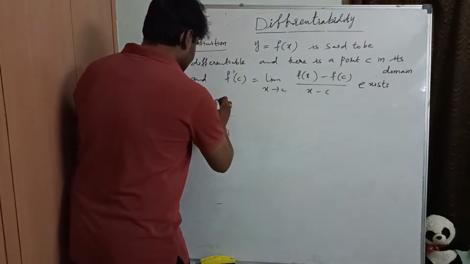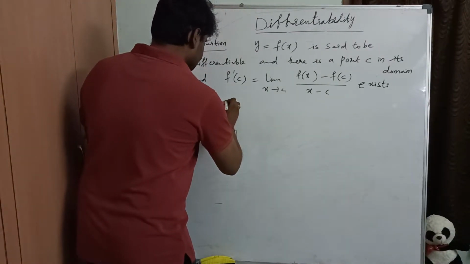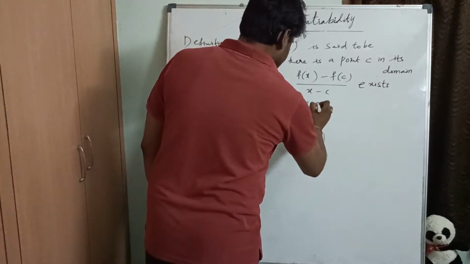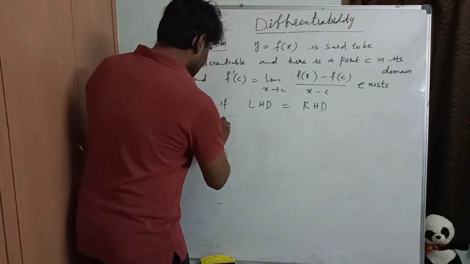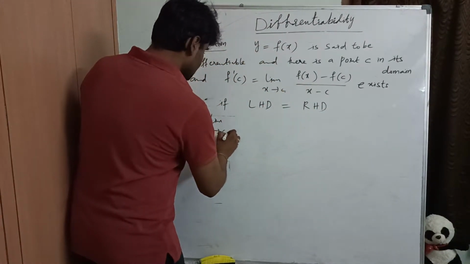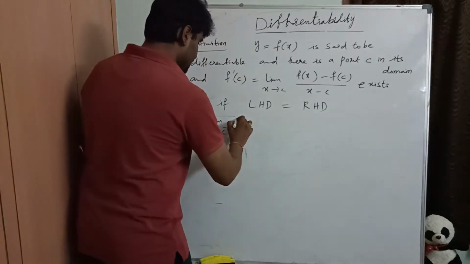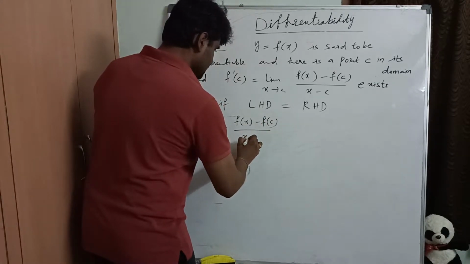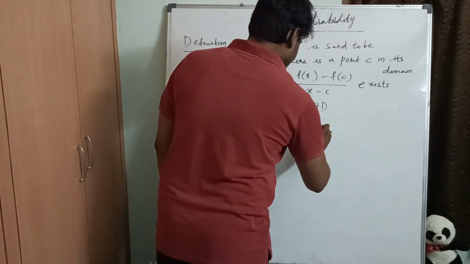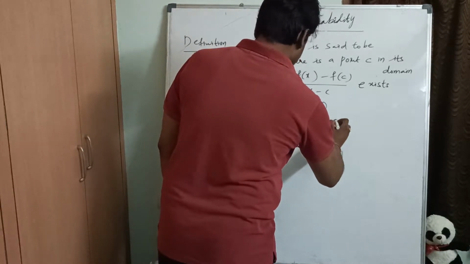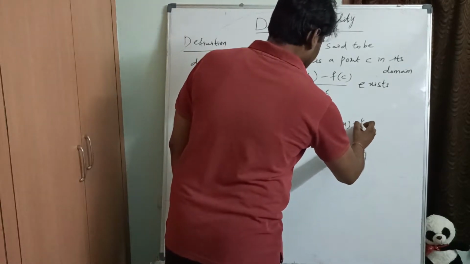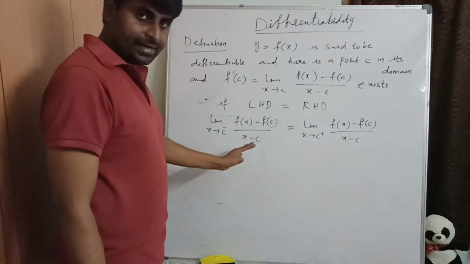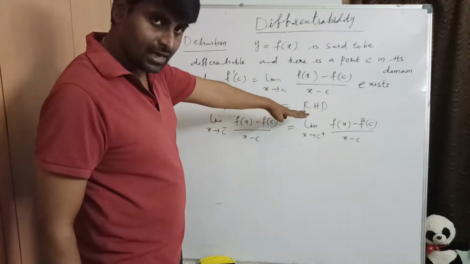So what is LHD here? This is said to be differentiable if LHD equals RHD. What is the condition of LHD there? Limit x tends to C minus, f of x minus f of C by x minus C equals limit x tends to C plus, f of x minus f of C by x minus C. This is the general condition actually. Now let us go for the main condition of LHD and RHD here.